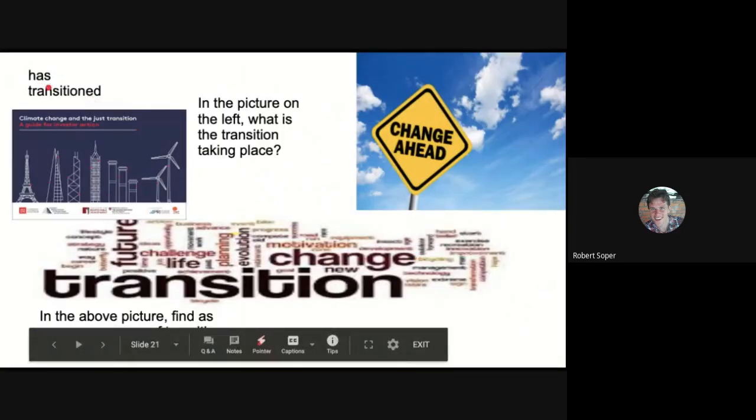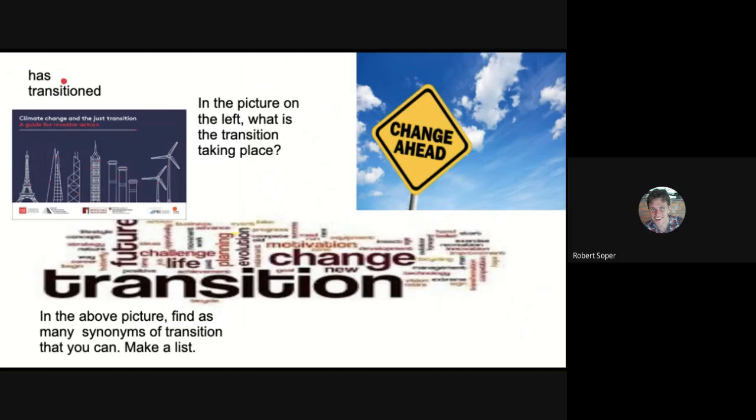Okay, so let's talk about this word, has transitioned. So, has transitioned. So let's look at the picture over here. In the picture on the left, what is the transition taking place?